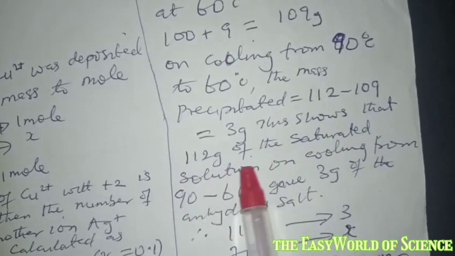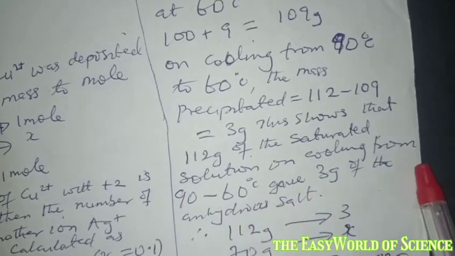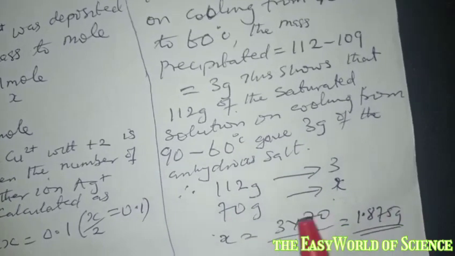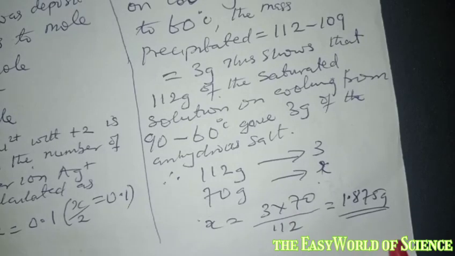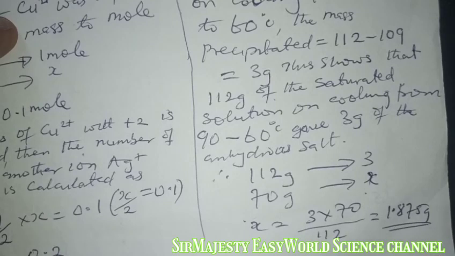So it shows that 112 grams of saturated solution on cooling from 90 to 60 gave us 3 grams. Therefore, from the question, 70 grams will give what? From the calculation, it will give us 1.87 grams of the anhydrous salt, which is approximately 1.9.